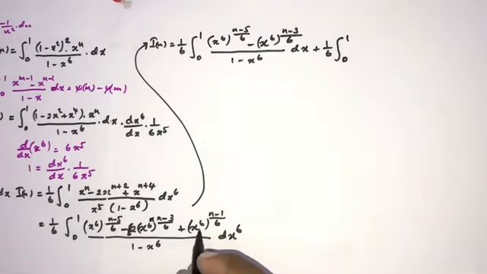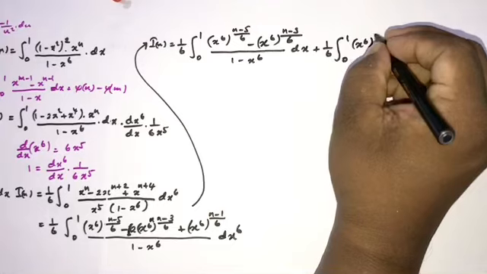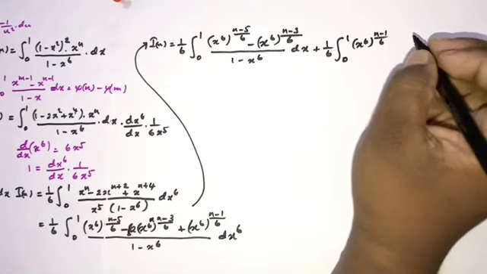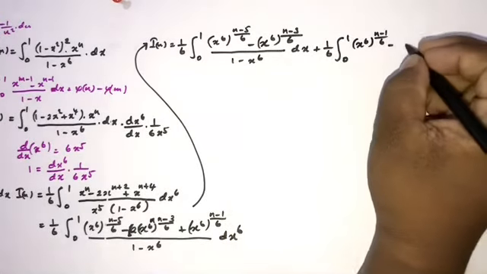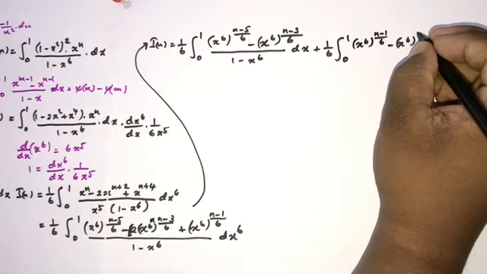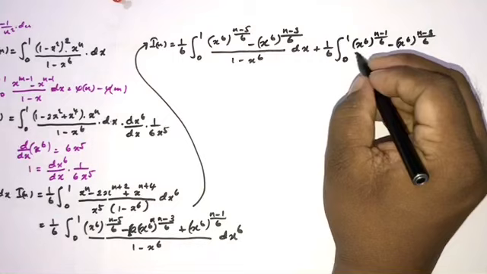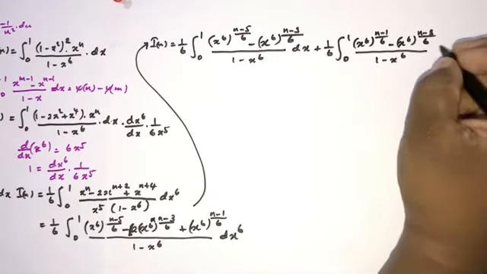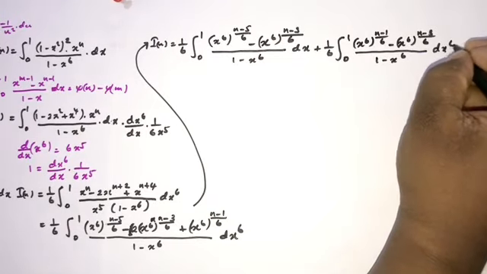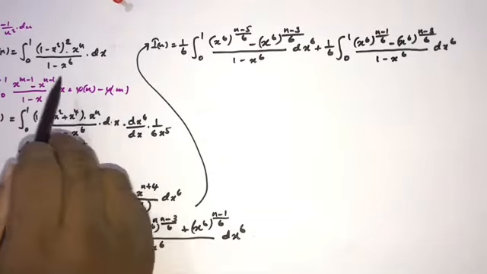Then here we have x to the power (n minus 1 over 6) minus x to the power (n minus 3 over 6), and in the denominator we have 1 minus x to the 6 power, with dx to the 6 power in each. Okay, then we know we can apply this integral formula.